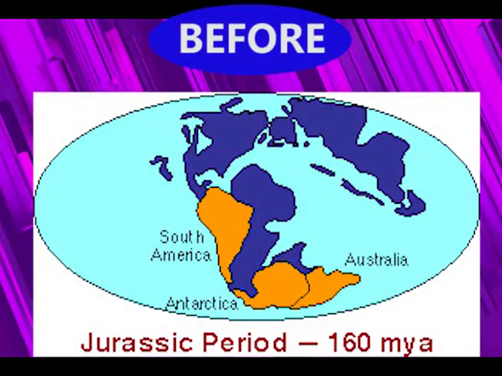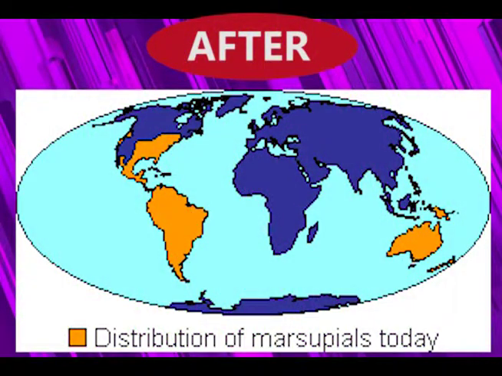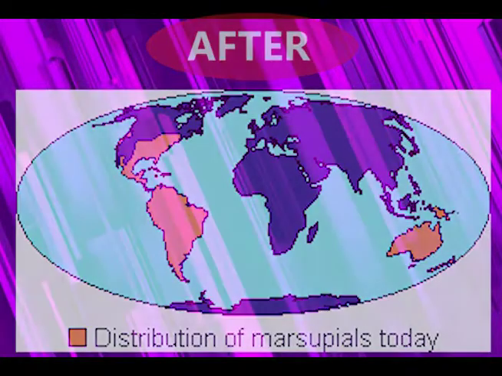Evidence factor: geography. The geographic spread of organisms also tells of their past evolution. Marsupials occur in two populations today, in the Americas and Australia. This shows the group evolved before the continents drifted apart.